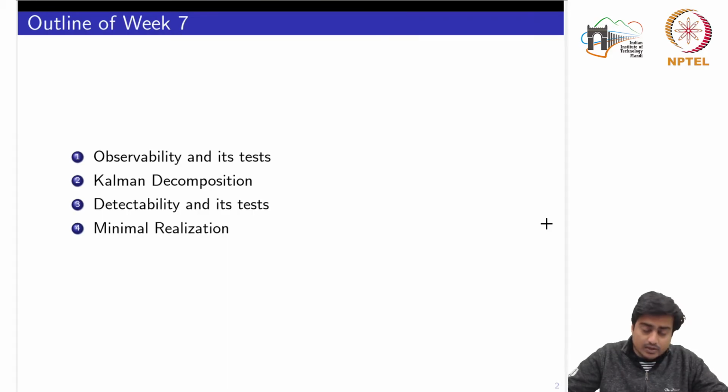Then we will discuss the Kalman decomposition, which will include the controllability and the observability analysis combined. Third, we will see the weaker concept than observability, that is detectability, and we will also see the test. And finally, we will conclude with the minimal realization.